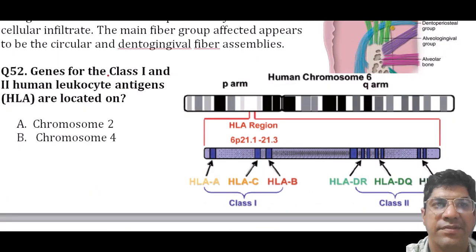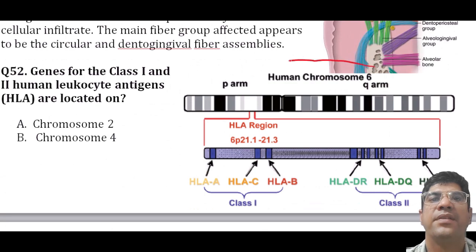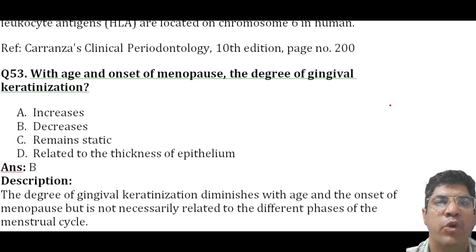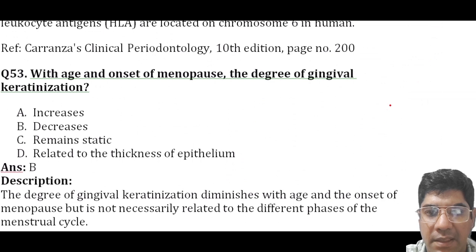The genes for the class 1 and class 2 human leukocyte antigens are seen on chromosome number 6. With age and onset of menopause, the degree of gingival keratinization decreases. So that means gingival tissue becomes less keratinized as the individual ages or goes through menopause.